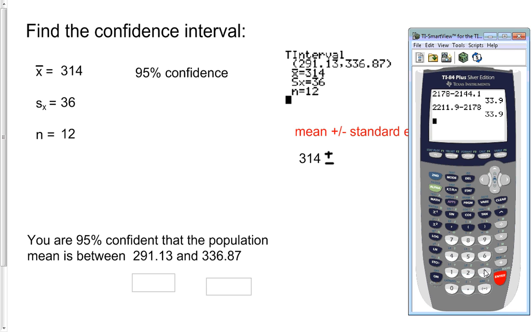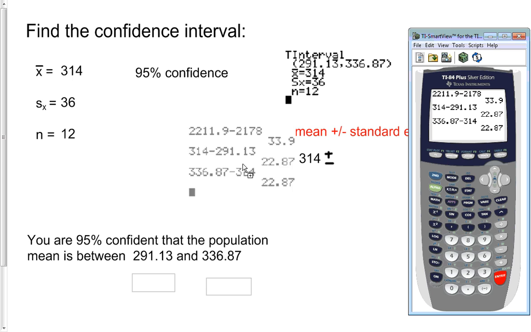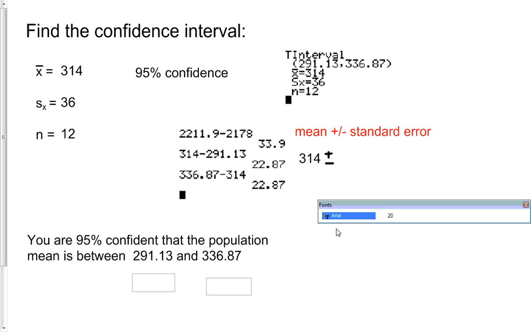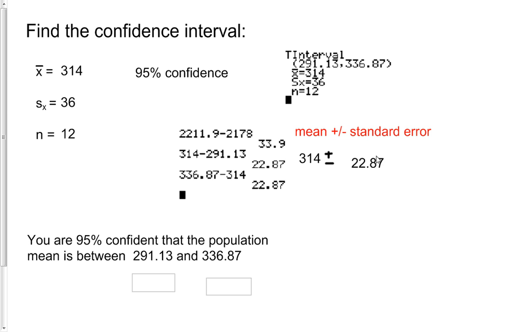We'll take our mean, 314, minus the lower bound, 291.13, and that'll give us how far away each of these endpoints is from the mean. And again, if we just wanted to check to see that it is in fact the same number no matter which way you do it, whether you use the upper bound or lower bound, we take our upper bound minus our mean, it's going to come out again 22.87. So we'll write that in. 22.87 as our standard error.